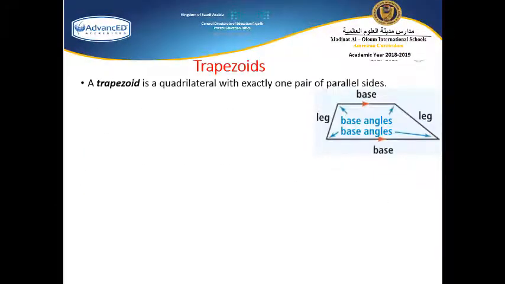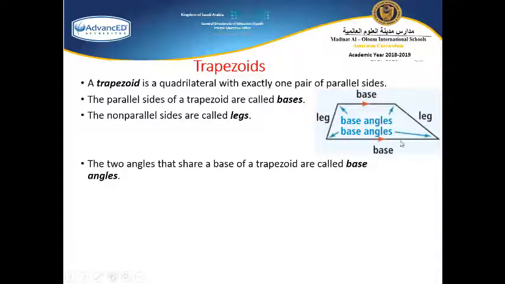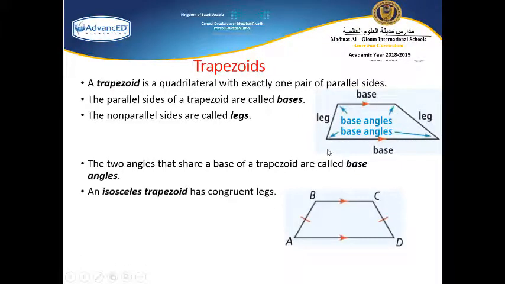The trapezoid is a quadrilateral with exactly one pair of parallel sides. The parallel sides of a trapezoid are called bases. The other two sides that are not parallel are called legs. The two angles that share a base of a trapezoid are called base angles.